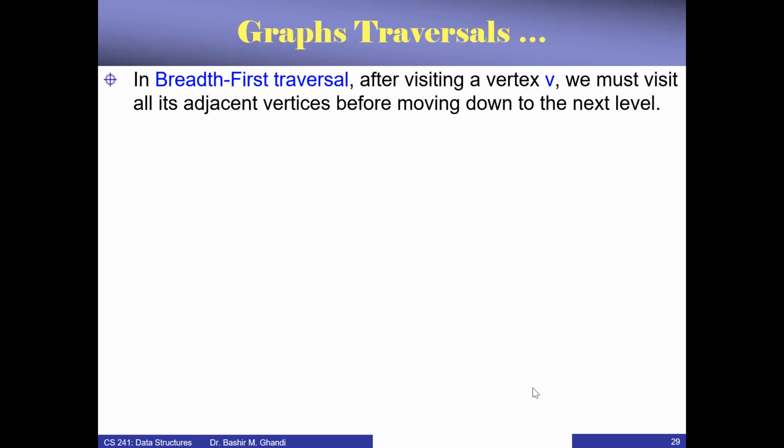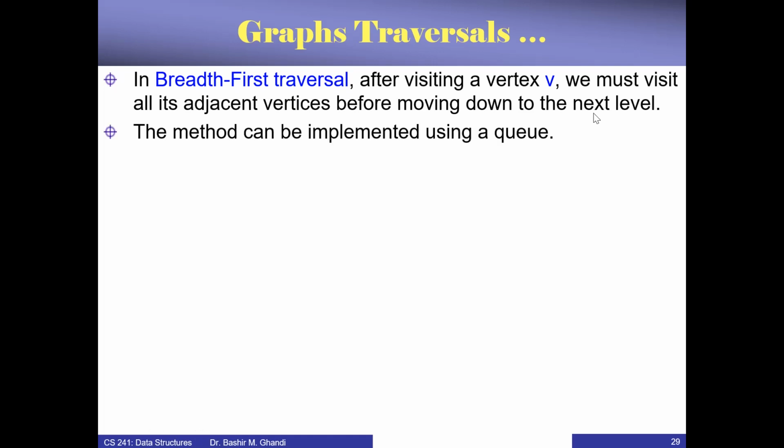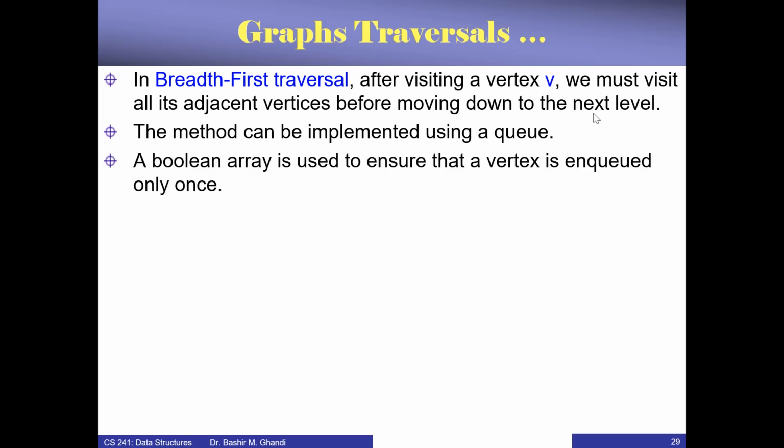Okay, now let us look at breadth first traversal. The difference with breadth first traversal, as we recall in trees, is that after you visit a node, we have to visit all its adjacent vertices before going down, because we're going to look at it level by level. So the method can be implemented using a queue rather than a stack, and a Boolean array is used to ensure that a vertex is visited only one time.